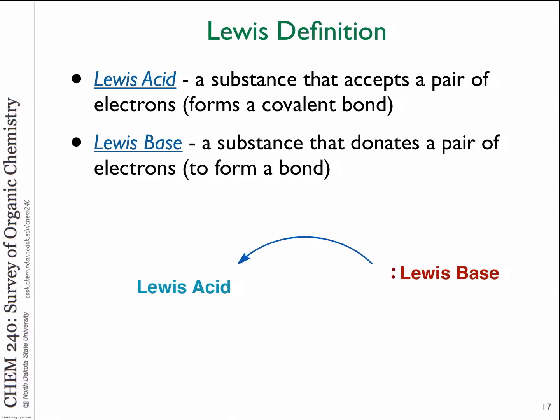Okay, so far we've been talking about acids and bases in regards to the Bronsted-Lowry definition, which is that an acid is something which gives up a proton, and a base is something which accepts a proton.